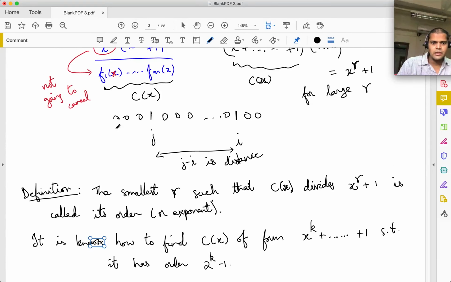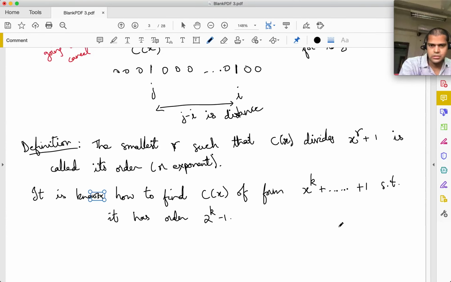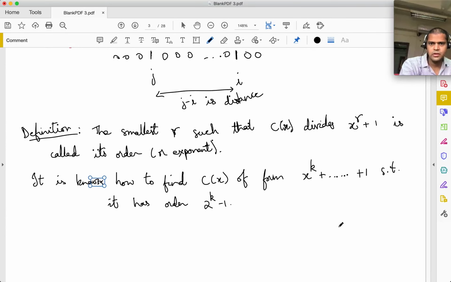Because if you have a very long code word, in the worst case, you'll have the first bit in error and the last bit in error. So j minus i is very, very large. So if we are allowing a j minus i of at most 7 in the case that k is equal to 3, you would want to have a code word small so that you can detect all 2-bit errors.